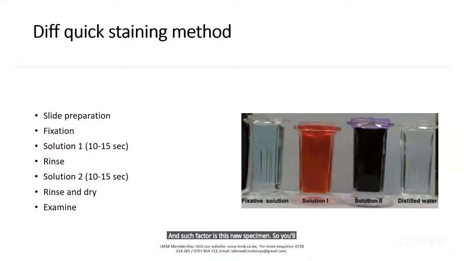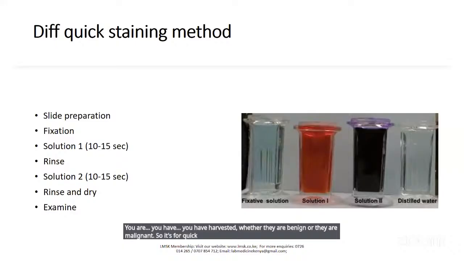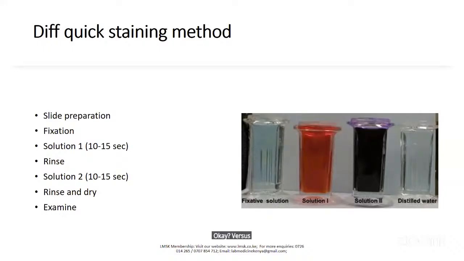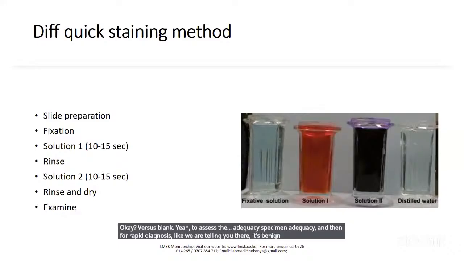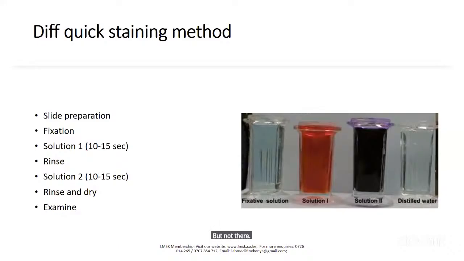So the main aim for results on site is for you to assess the specimen adequacy. And you'll be able to tell whether the cells you have harvested are benign or malignant. So it's for quick diagnosis. That is why it's intraoperative diagnosis. To assess specimen adequacy, and then for rapid diagnosis, just telling you it's benign or malignant, but not the exact condition.